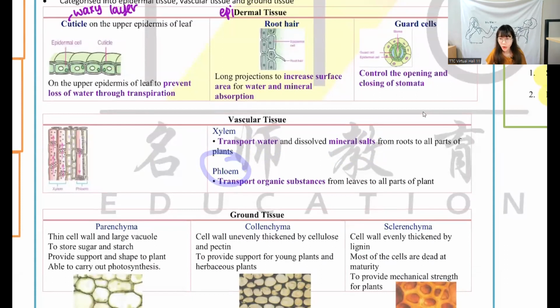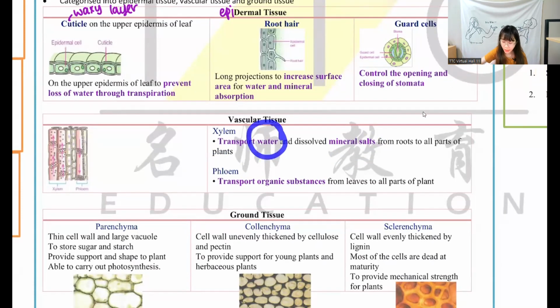Phloem, we have to say, transports organic substances. Don't write food, don't write glucose, write organic substances. If you write food or glucose, some teachers will not give you the mark, because phloem actually also transports enzymes, hormones, and also sucrose. So there are many things in the phloem. It's not just food. So writing organic substances will be the best.